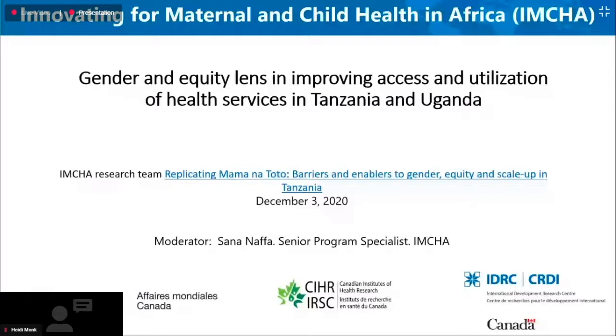As we know, gender is a very important determinant to access the health services. And the IMSHA initiative did its best to include and integrate the gender and equity dimension as cross-sectional themes in all its 28 research projects across 11 African countries. And today we will highlight the gender and equity lens on one of the very interesting research projects implemented in Tanzania and Uganda.